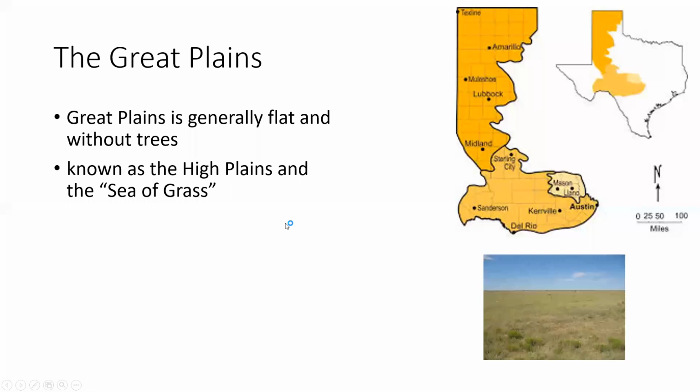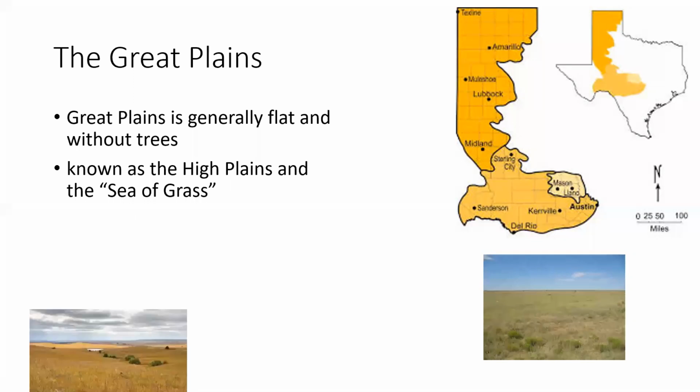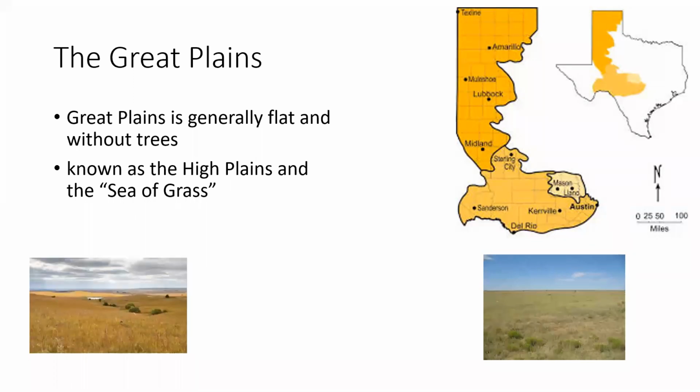All right, so next is the Great Plains. Keeping in mind the Great Plains is located in the northern part of Texas, more towards the west. The Great Plains is generally flat and it doesn't have trees. It's also known as the High Plains, keeping in mind the high elevation the further you go west. And it's also known as the Sea of Grass.